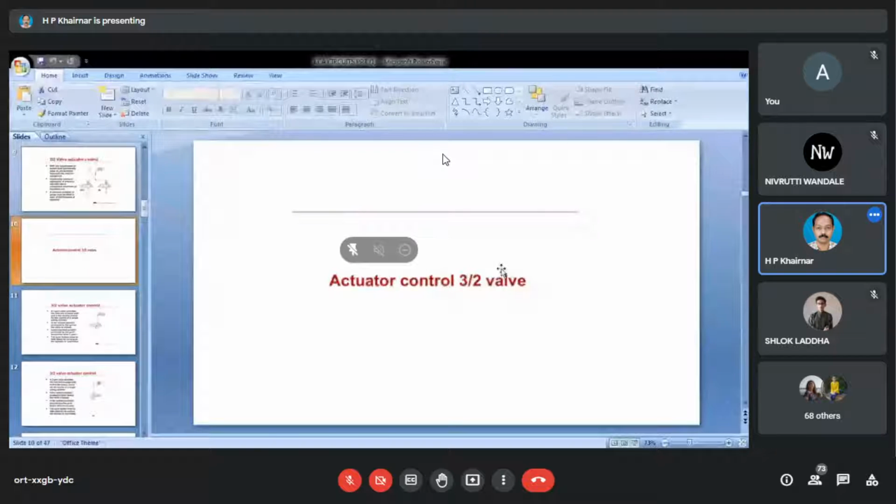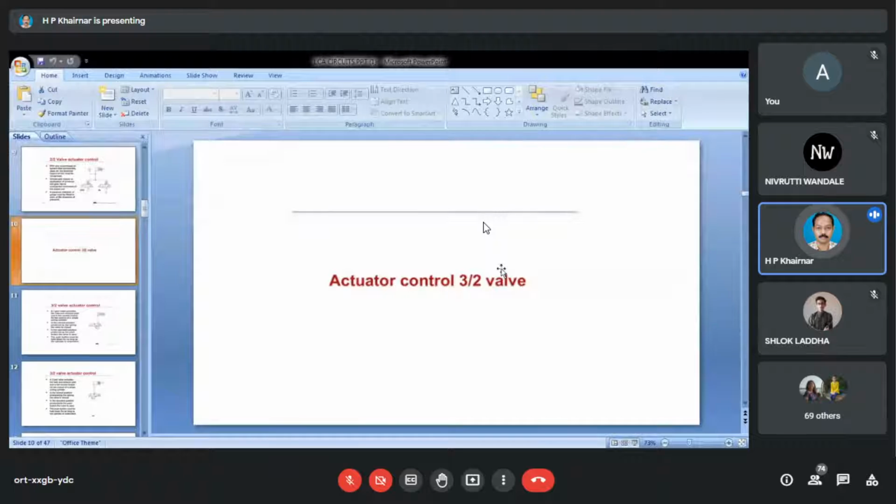Now, immediately after this there is a diagram, but I'm not directly shifting over there. I will wait for another 1 or 2 minutes. You can just try on your own. So 3 by 2 means what? Three ports and two positions. So you can draw that valve. Earlier also we have seen the symbols, which I have already uploaded into the classroom. So this 3 by 2 valve, how will you connect and what will be the position of the port?